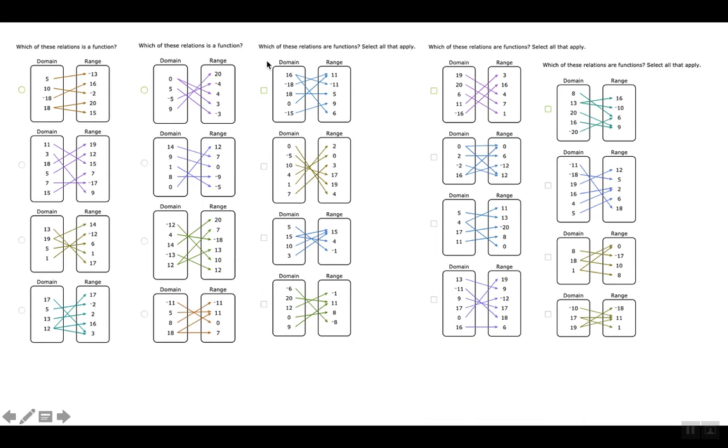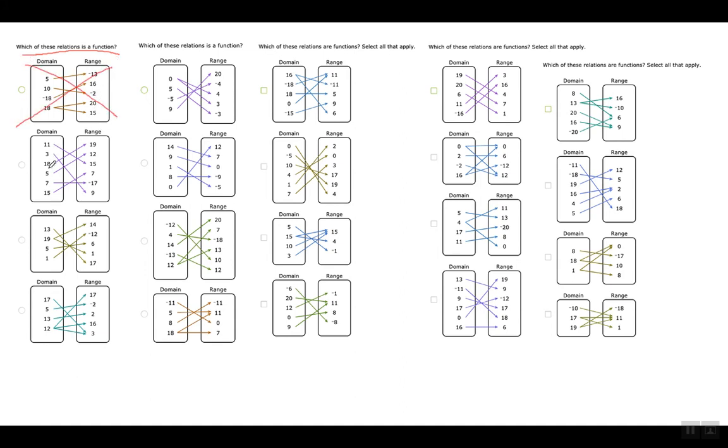Let's see. Alright, so we already went over this. Let's just go through a few more examples to make sure in case anybody needs it. Okay, which of these relations is a function? ¿Cuál de estas relaciones es una función? Okay, so number one is wrong because look at 18. When x is 18, you got two different answers for y. Cuando x es 18, tenemos dos diferentes respuestas para y. Así que eso no es una función.